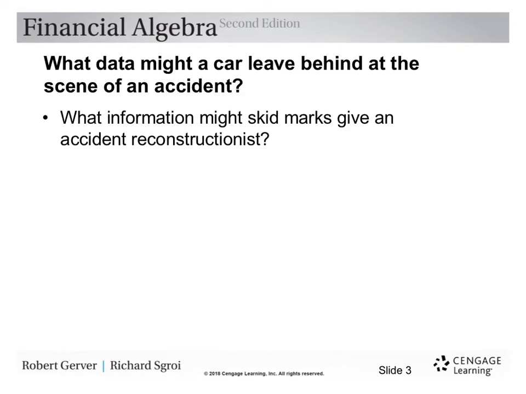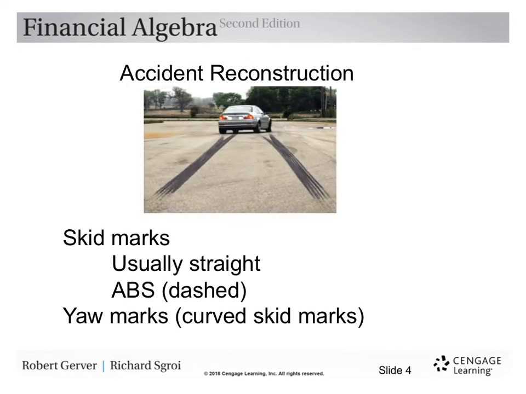So, in thinking about this, in terms of what you can determine after an accident, what data might a car leave behind at the scene of an accident? What information might skid marks give an accident reconstructionist? Well, probably the most obvious is skid marks, as you can see in the picture above. They're usually straight. If you have an anti-lock braking system, ABS, then they would be dashed. They wouldn't be a continuous line.